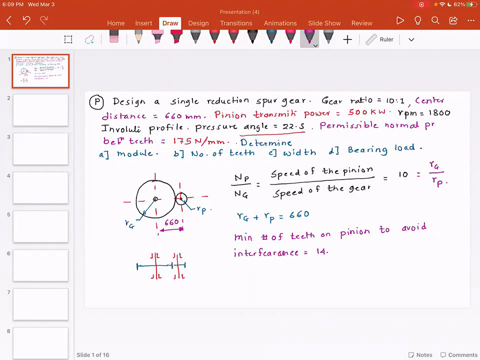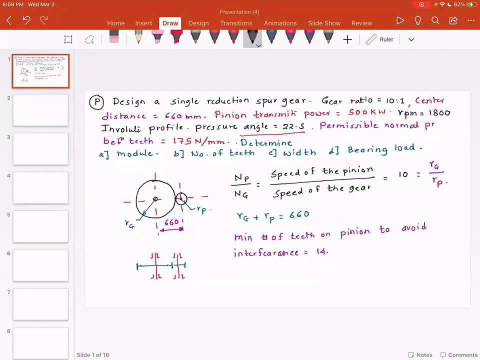The alternate way is you can actually use the equation that has the modulus of rigidity and the pressure angle equation, but I would usually stick to the data book. So the minimum number of teeth on the pinion to avoid interference is 14. Now in this particular case, the gear ratio is given.